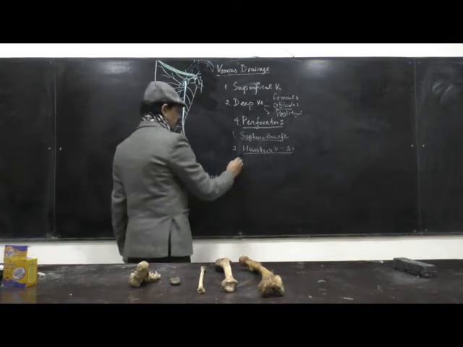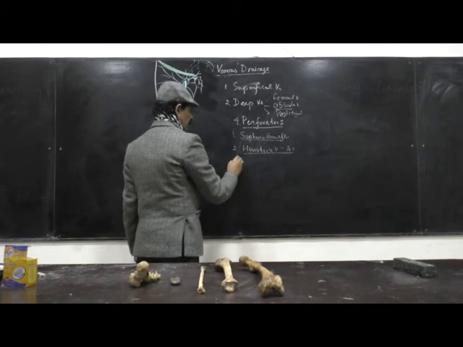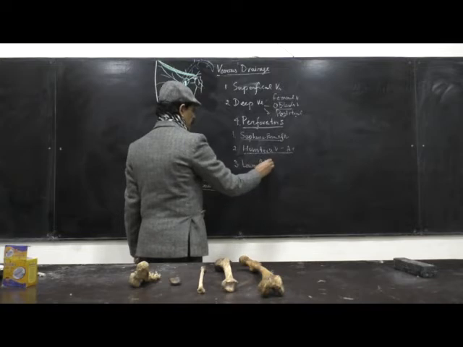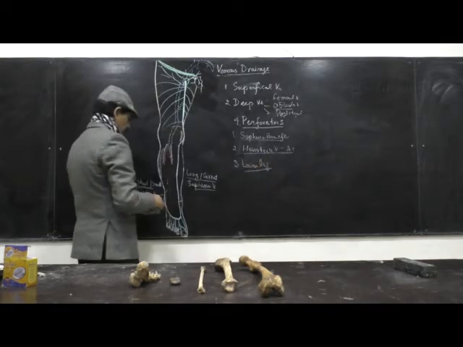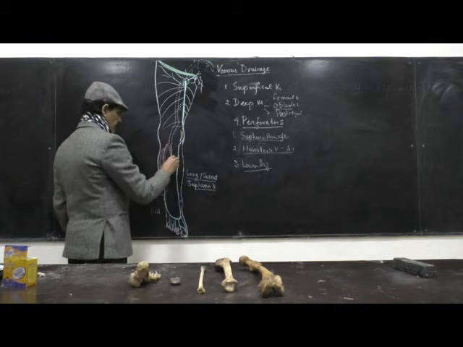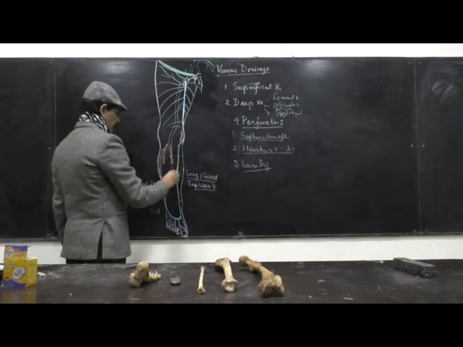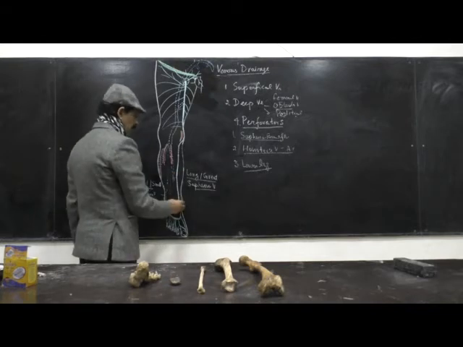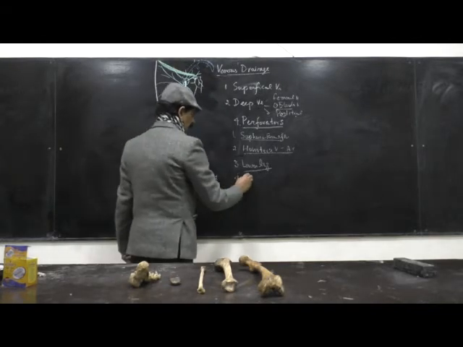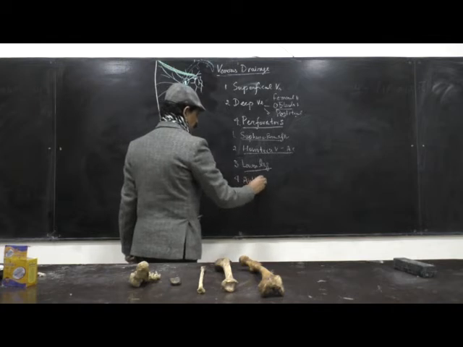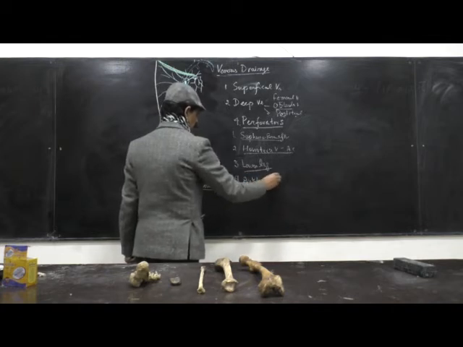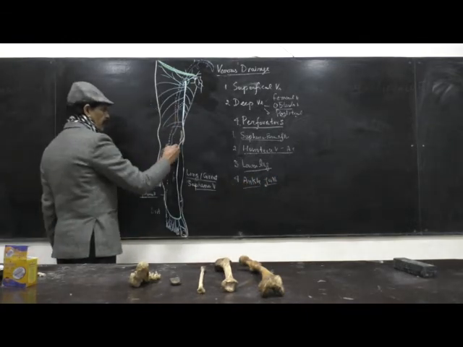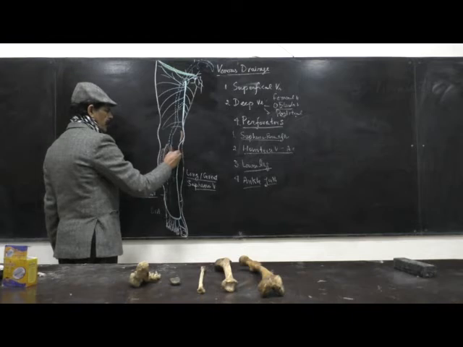Then one is lying in the lower part of the leg, and one lies at the level of the ankle joint, and one may be there below the knee.